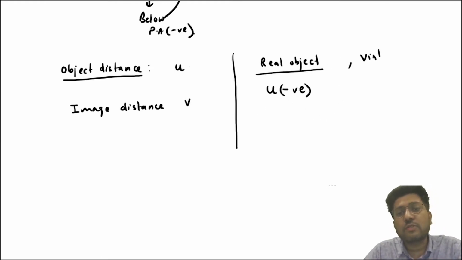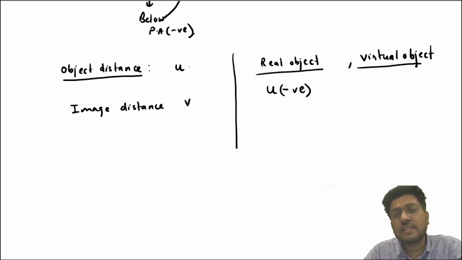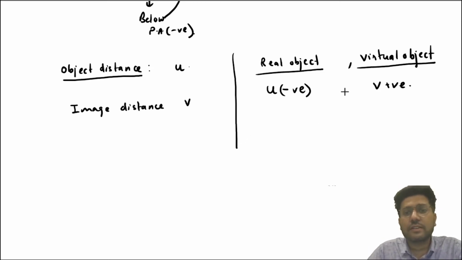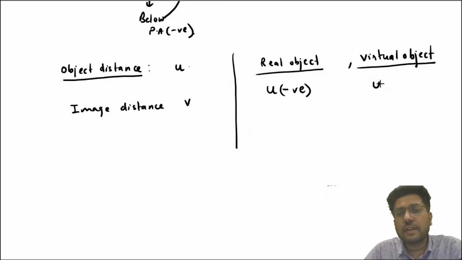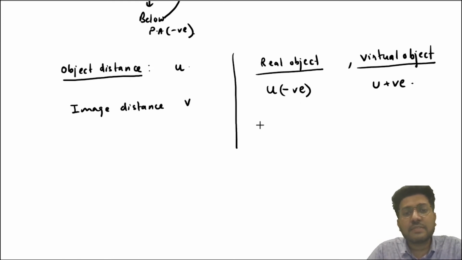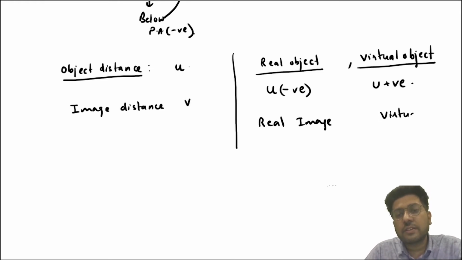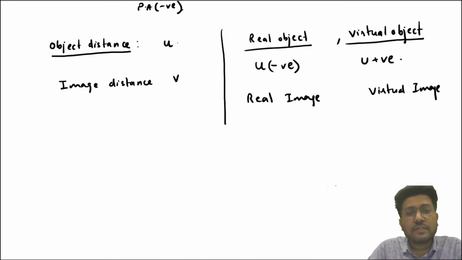If you have a virtual object, you know that virtual object is behind an optical instrument. Now all distances measured behind an optical instrument are positive. So here you will say that u is positive. Then comes image. Now real image, and then there is virtual image. Now first is for real image.